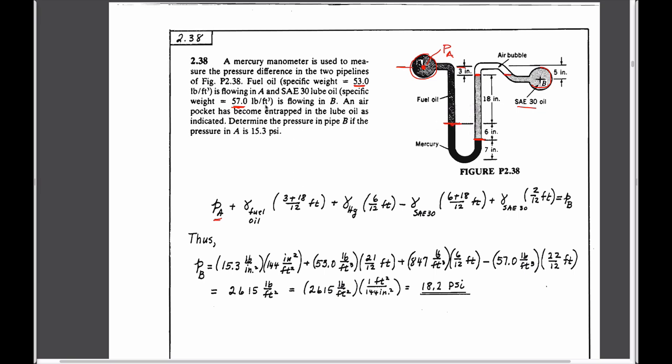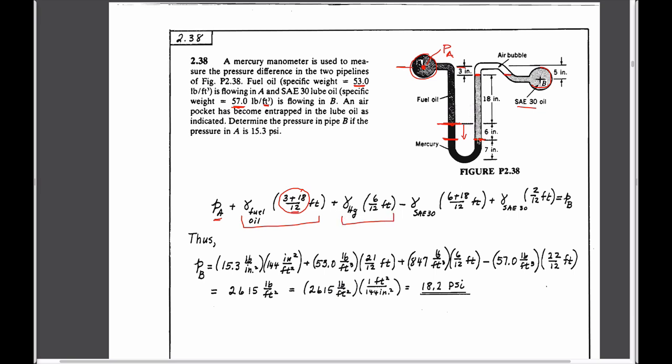Since the unit weights are in pounds per cubic feet, it's going to be more convenient to work in feet. So 3 plus 18 inches in terms of feet is this amount, multiplied by the first unit weight. That gets us to this point here. To get to this point, we have to first go to here. So we go down to this point. We're moving down, so we're increasing in pressure. So we go down 6 inches multiplied by the unit weight of the gauge fluid, which is this point here.